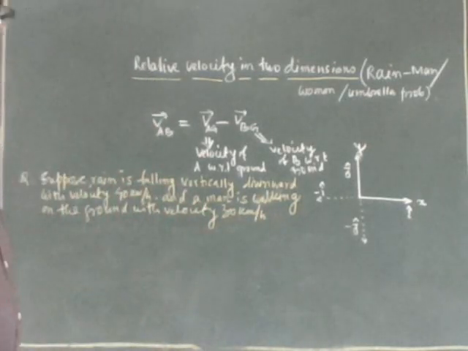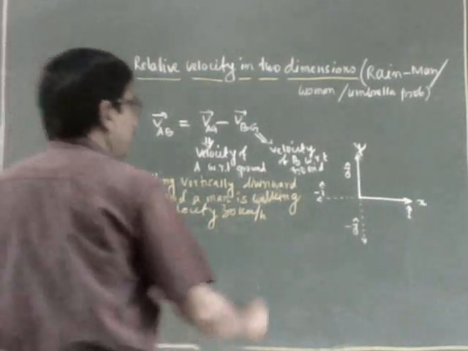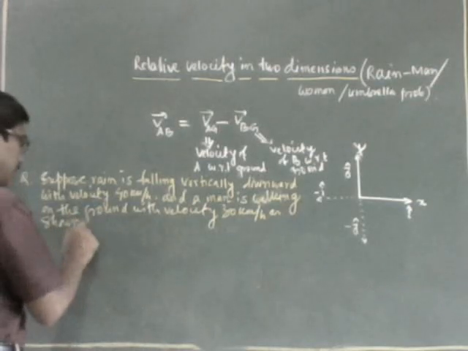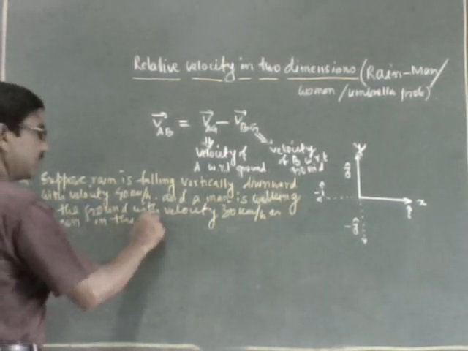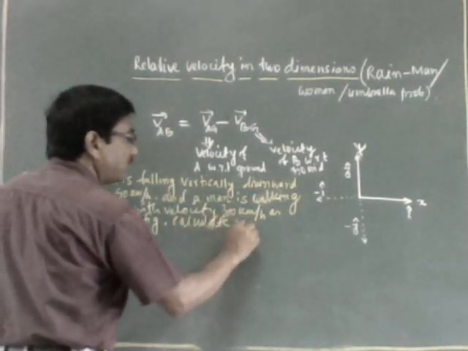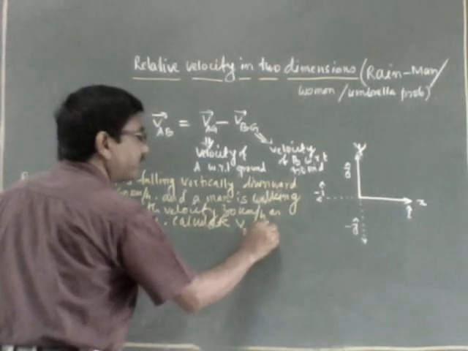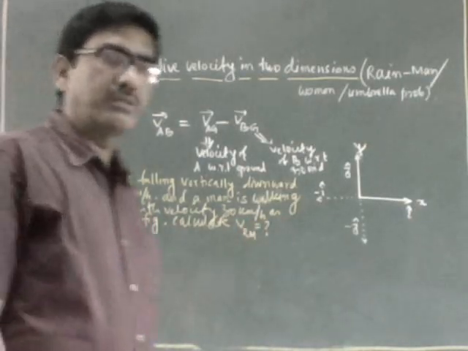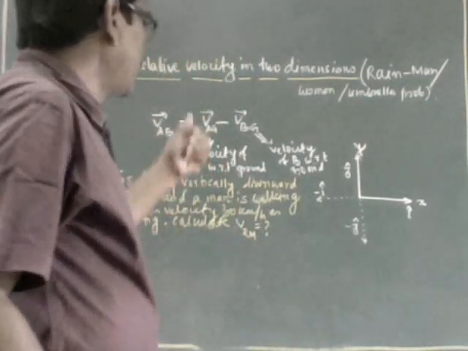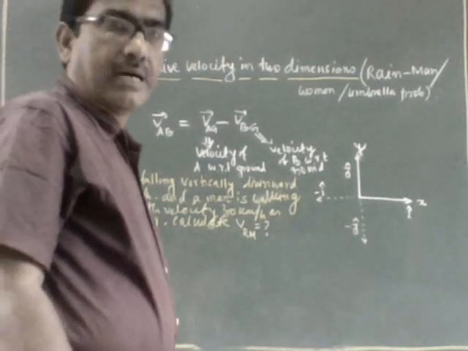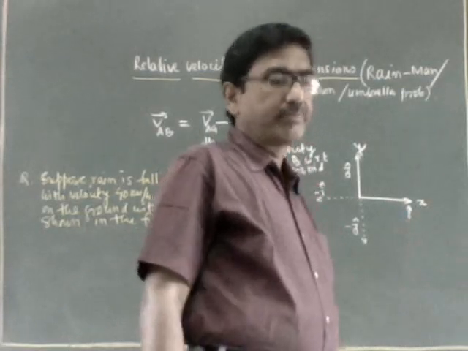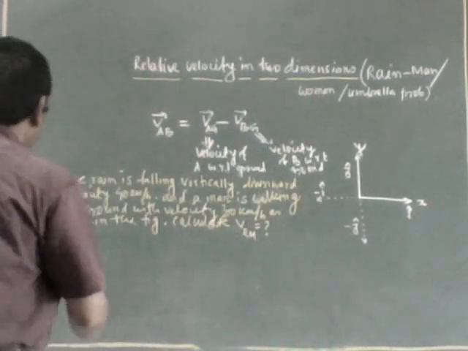On the ground with velocity 30 km per hour, as shown in the figure. Calculate the velocity of rain with respect to man. You have to find out VRM, and also the angle at which an umbrella is to be kept to save him. So that we will discuss here. So, answer.